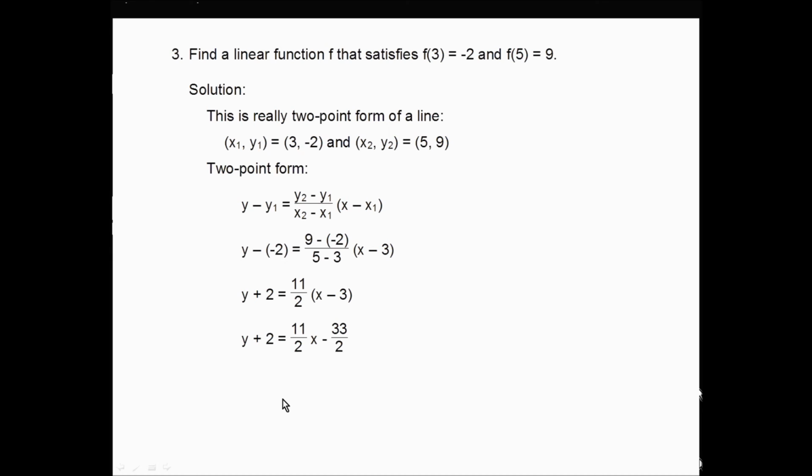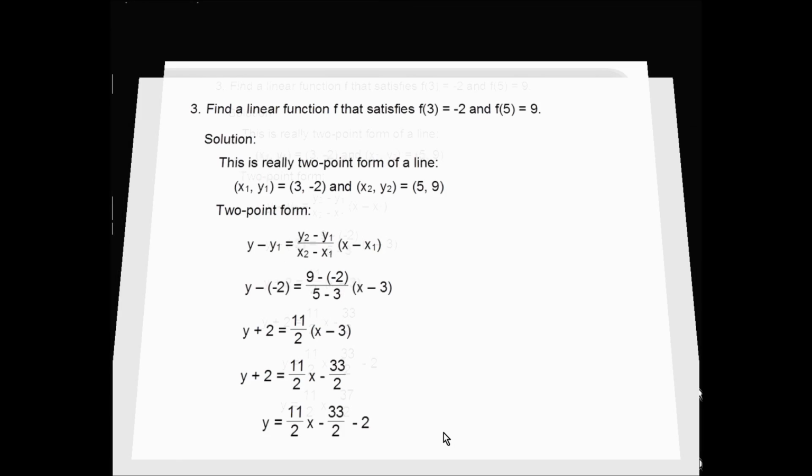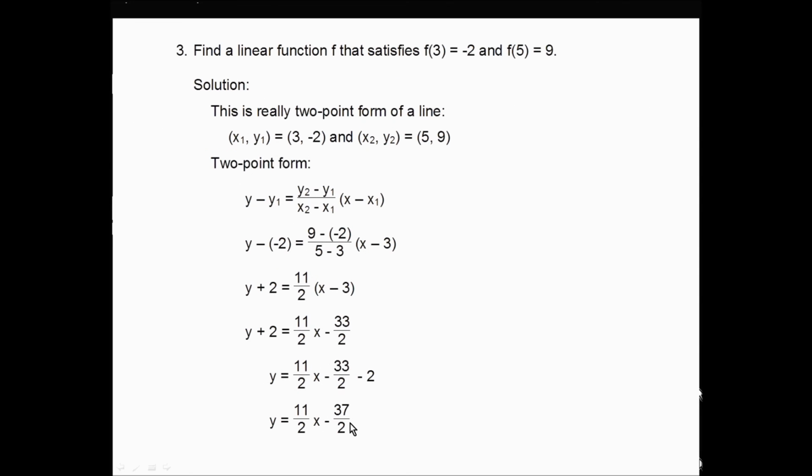Okay, now subtract 2. So I have y is equal to 11 halves x minus 33 over 2 minus 2. Okay, 2 is 4 over 2, so I'm going to have 2 times 2 is 4. Now, don't forget the minus sign, so I'm going to have negative 4 minus 33 all over 2. So y is equal to 11 halves x minus 37 halves. Again, the 37 halves came from doing negative 33 over 2 minus 2. Okay, remember, 2 is 4 over 2.